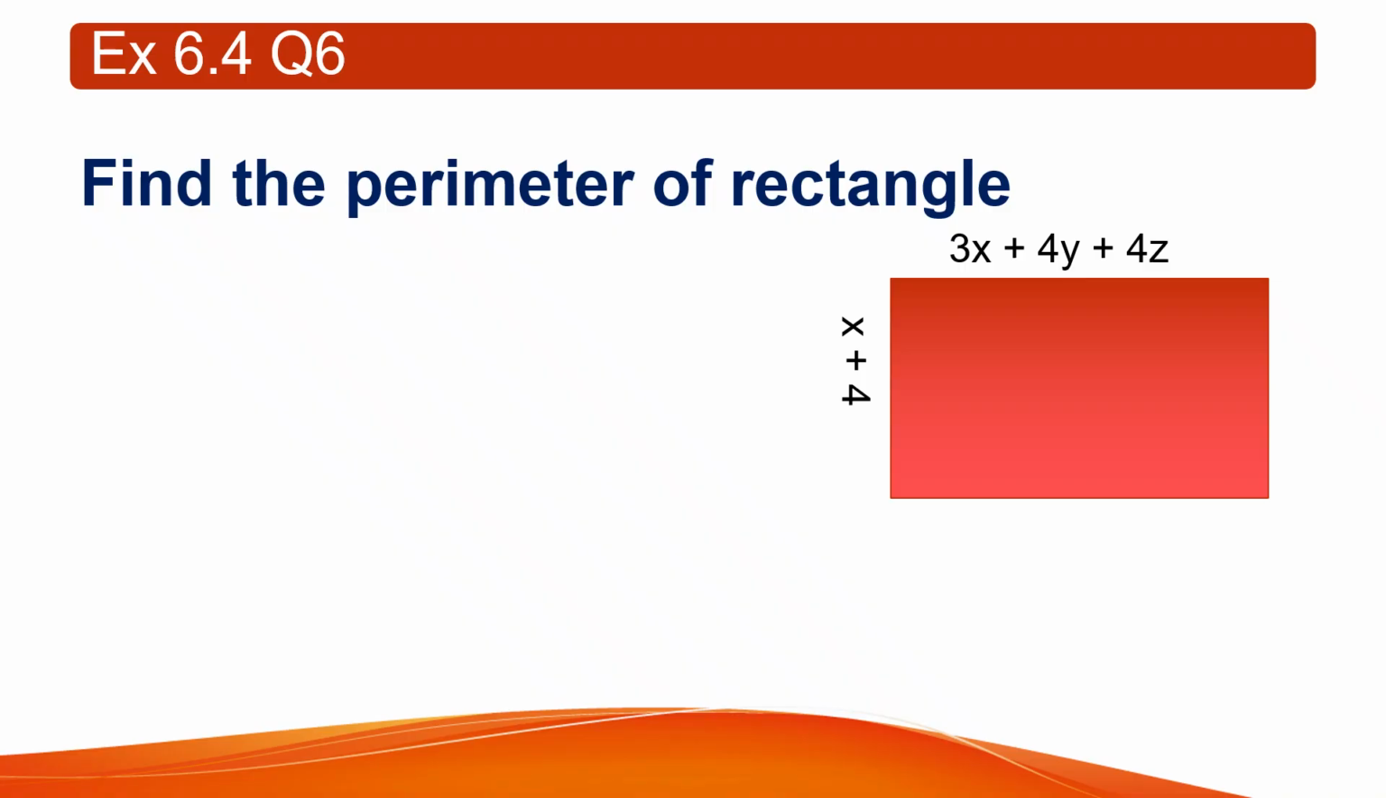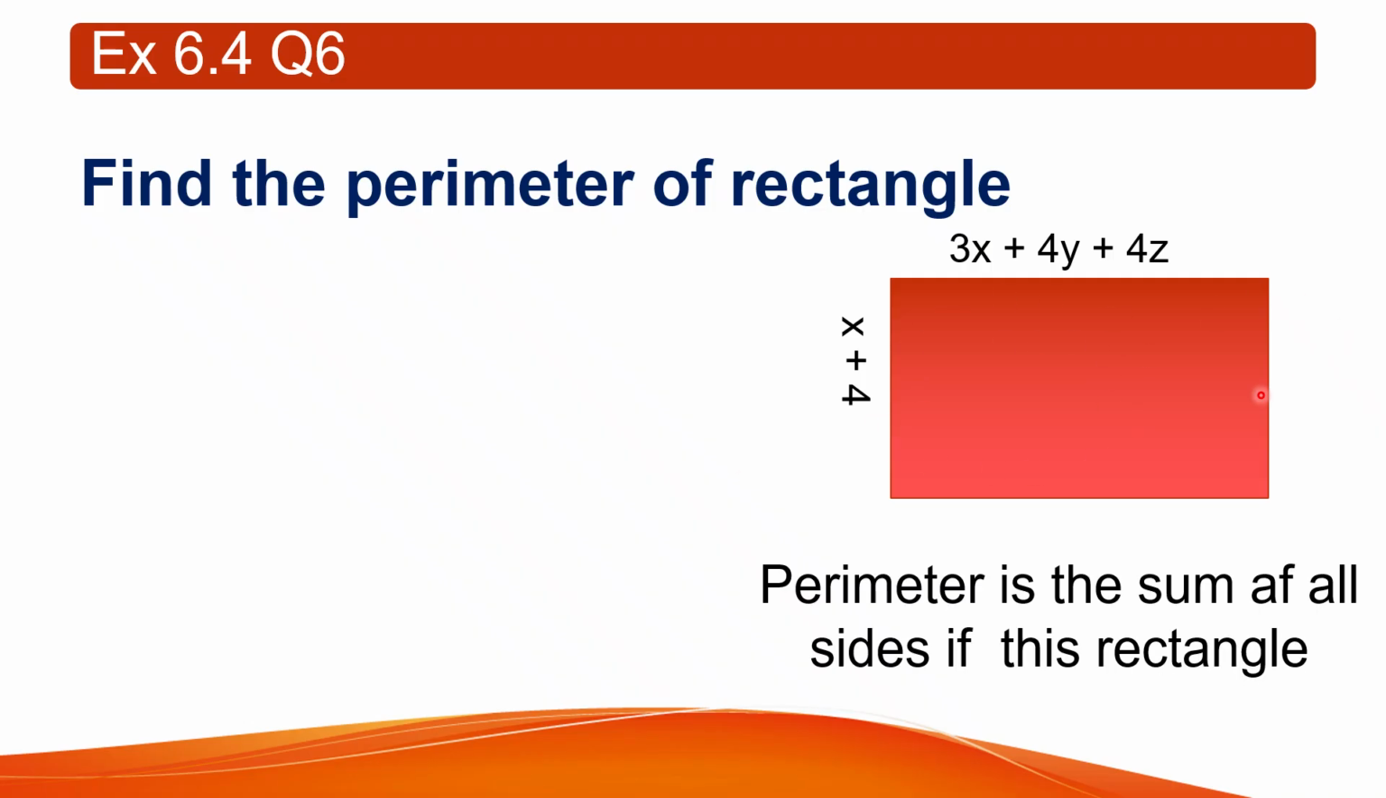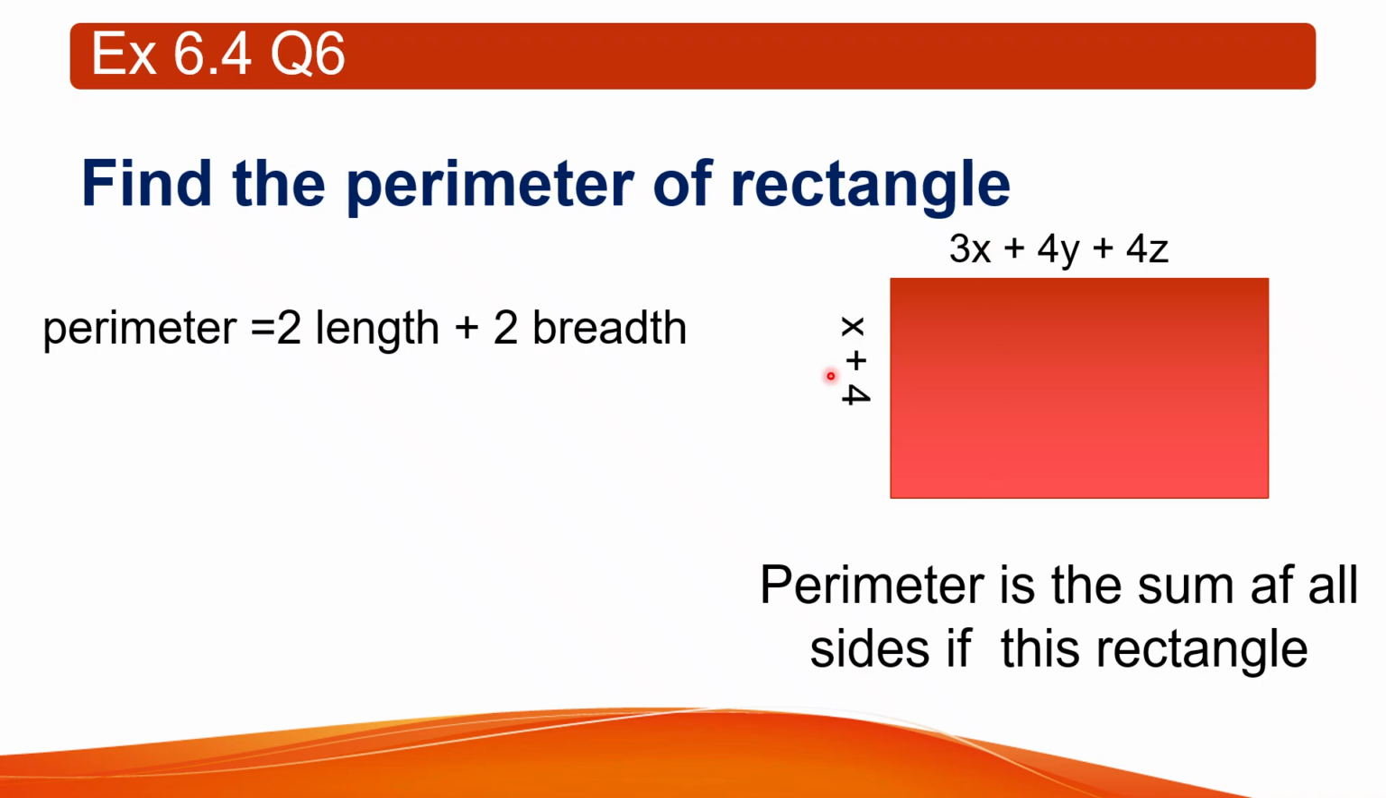This is exercise 6.4 question number 6. The question is to find the perimeter of the rectangle. As you know, the rectangle has four sides and the sum of all four sides is called perimeter. The length of this rectangle is 3x plus 4y plus 4z and the width or breadth is x plus 4. When we add all four sides, we will get the perimeter of this rectangle. So from this we will generate a formula that perimeter is equal to these two lengths and these two breadths.